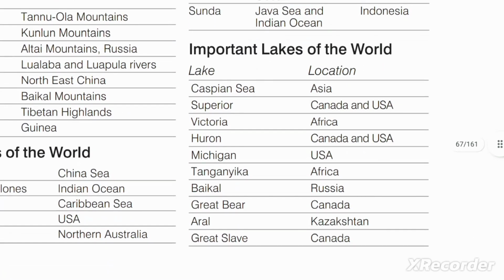Important lakes of the world: Caspian Sea, Asia; Superior, Canada and USA; Victoria, Africa; Huron, Canada and USA; Michigan, USA; Tanganyika, Africa; Baikal, Russia; Great Bear, Canada; Aral, Kazakhstan; Great Slave, Canada.